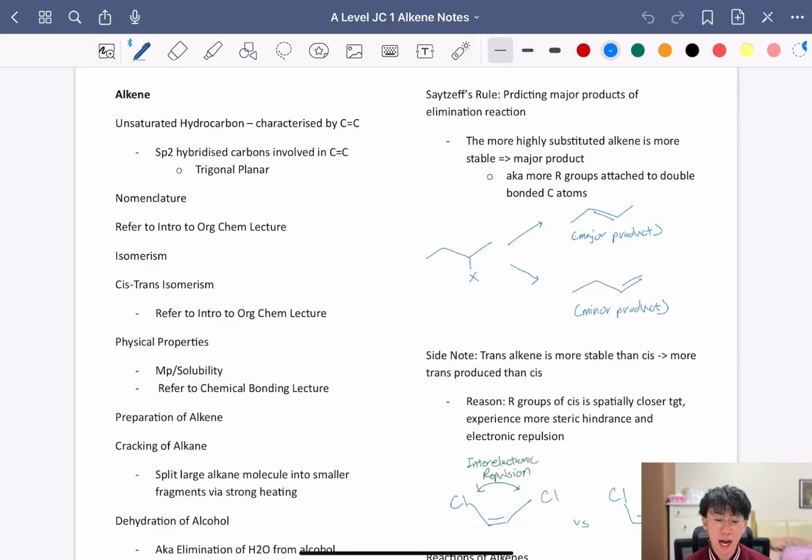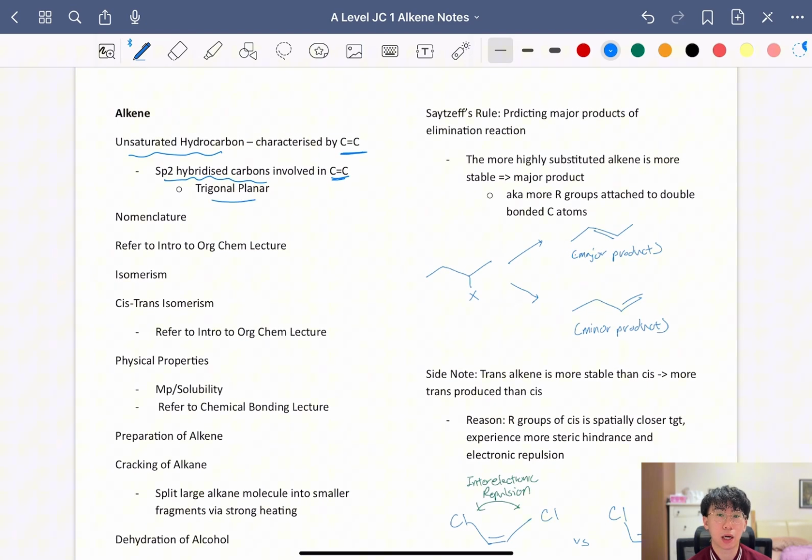So alkenes are unsaturated hydrocarbons that are mainly characterized by this C=C double bond. So if you see a C=C, your instincts should instantly kick in and figure out that, oh, this is testing me on alkenes, so I have to use my alkene knowledge if the reactions involve this double bond. Because of this C=C, the carbons involved are going to be sp2 hybridized, and it's going to be trigonal planar about these carbons.